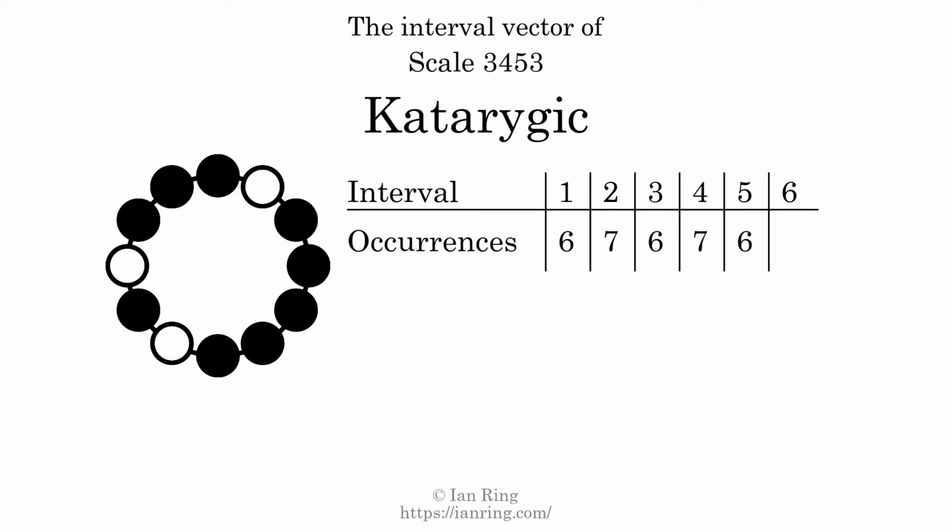There are 6 intervals with the size of 5 semitones. They are here, here, here, here, here, and here. There are 4 intervals with the size of 6 semitones. They are here, here, here, and here. Each interval does not appear in this scale a unique number of times, so this is not a deep scale.